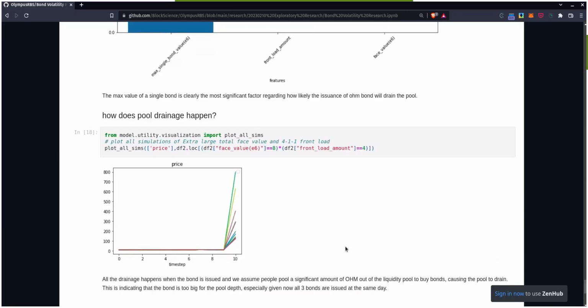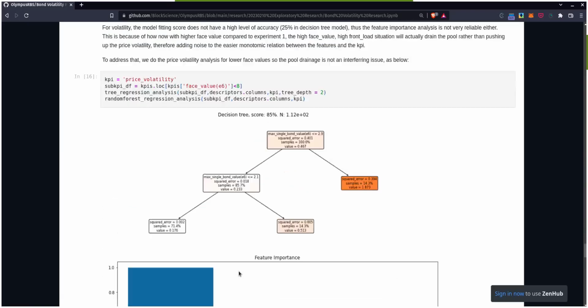So we can look into the simulation of this scenario when the total face value is 8 million and the front load amount is 4 to 1 to 1. And we can see the drainage happens when the bond is issued at day 10. We assume people pull a significant amount of OHM out of the liquidity pool to buy the bonds, causing the liquidity pool to drain. So this is indicating that this bond is too big for the pool depth, especially given now 3 bonds are issued on the same day. So that's a bigger impact too. For the following analysis of the price volatility, we're going to exclude this scenario where the total face value is extra large and only include the other, more medium ones.